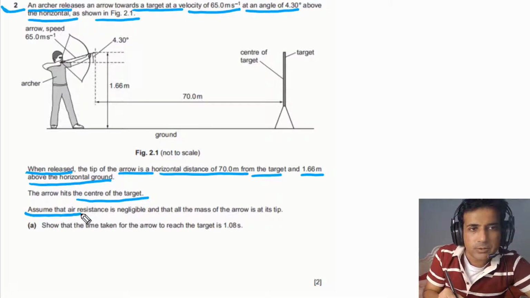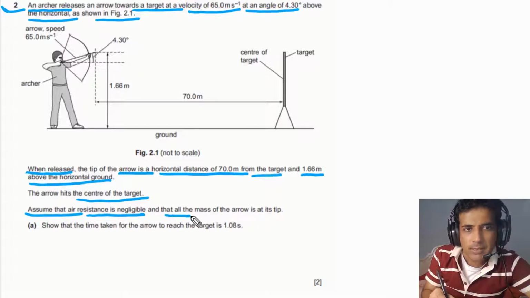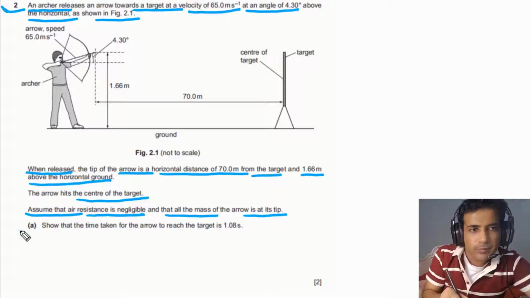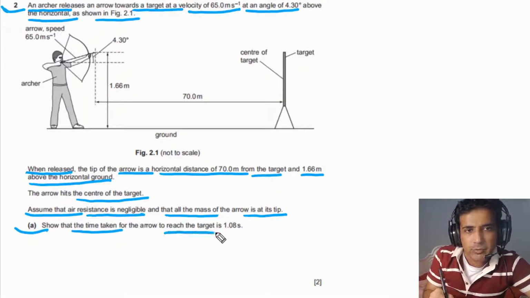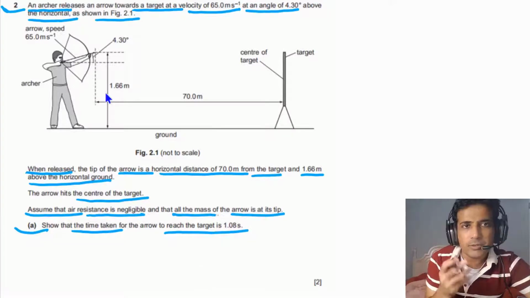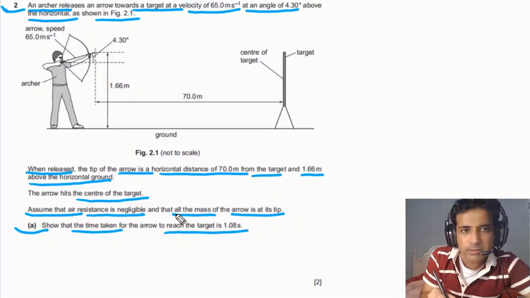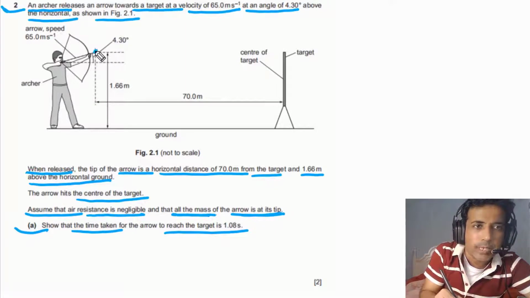We can assume for this question that air resistance is negligible and that all the mass of the arrow is at its tip. For part A, we need to show that the time taken for the arrow to reach the target is 1.08 seconds. In this question, we will treat the arrow as a point mass because it is given that all the mass of the arrow is at its tip.